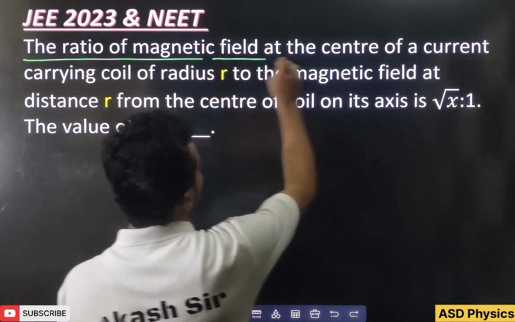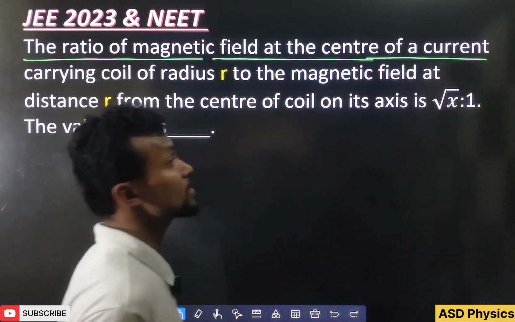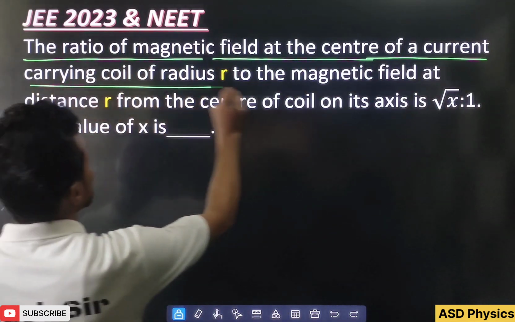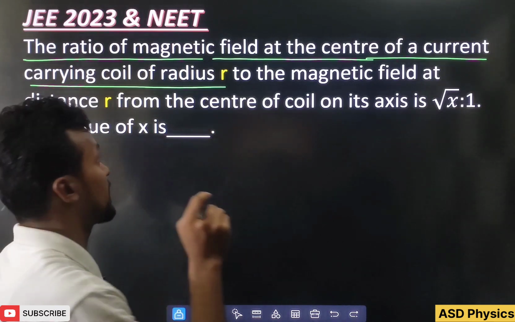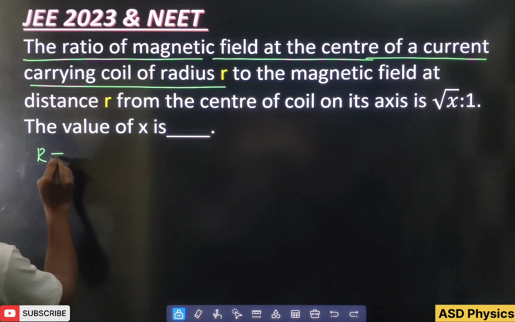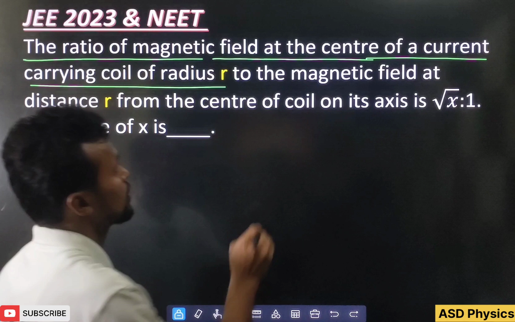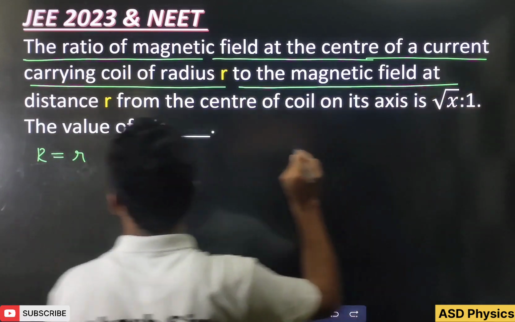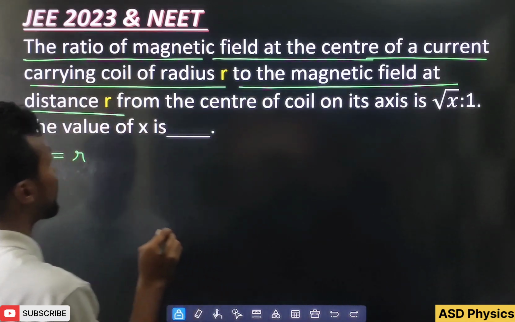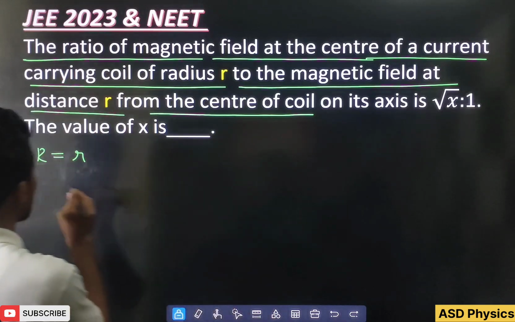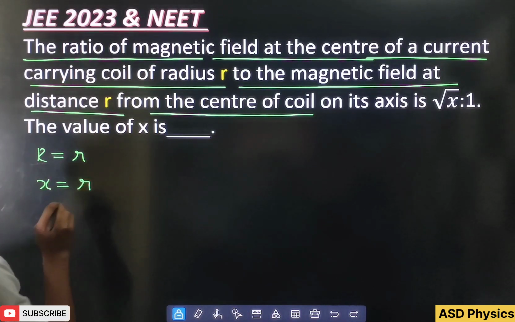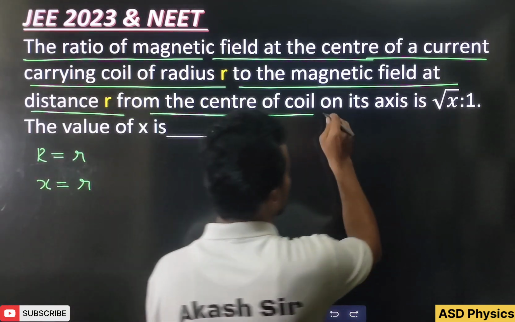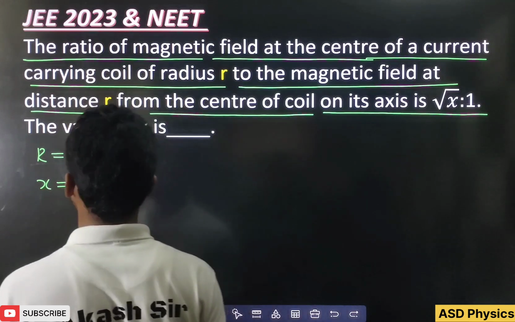The ratio of the magnetic field at the center of a current carrying coil of radius small r, see here, the radius is given here as small r, to the magnetic field at a distance small r from the center of the coil. So small x is given, that is also small r, on its axis is root x is to 1.